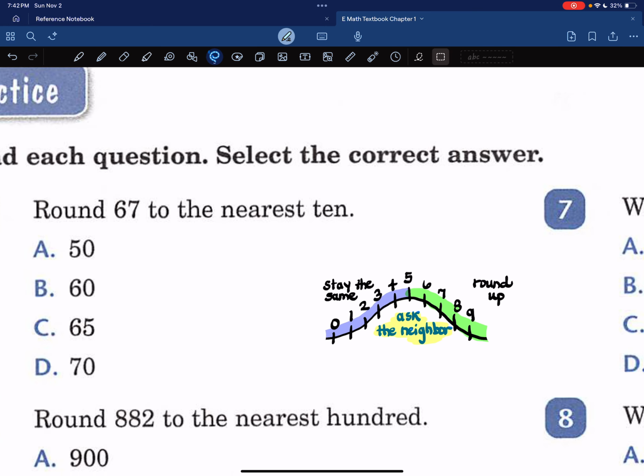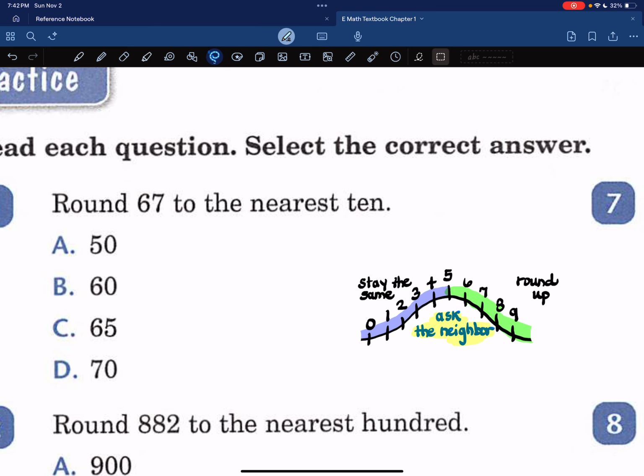All right, number 1, let's take them one at a time. Round 67 to the nearest 10. So I will make the 67. I will underline the tens place and look to the neighbor to tell me what to do. And the neighbor is a 7, so it is in the round up section. So the 6 becomes a 7 and the neighbor rounds off. So I like answer D for this one, 70.